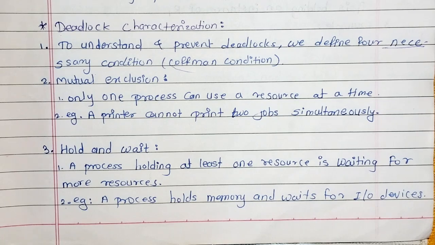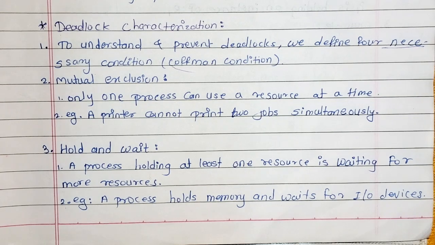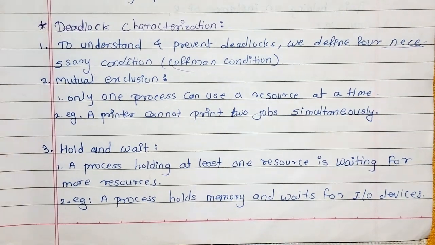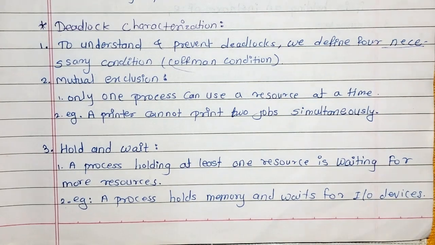Only one process can use a resource at a time. Okay, an example: a printer cannot print two jobs simultaneously. Okay, these are very simple notes.